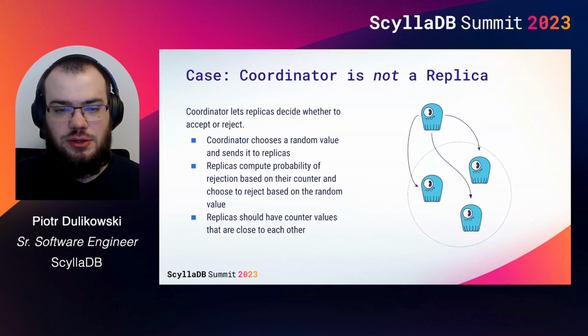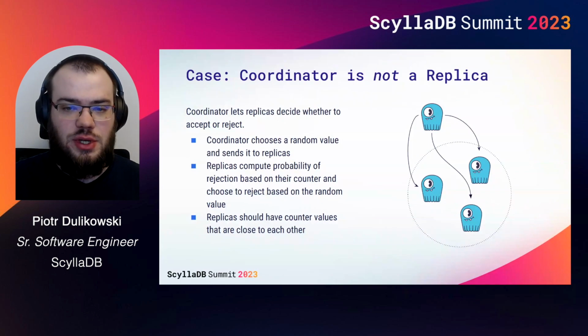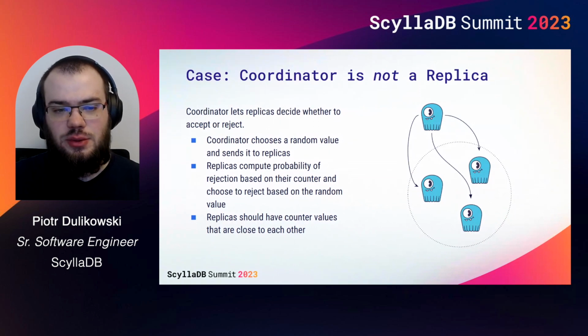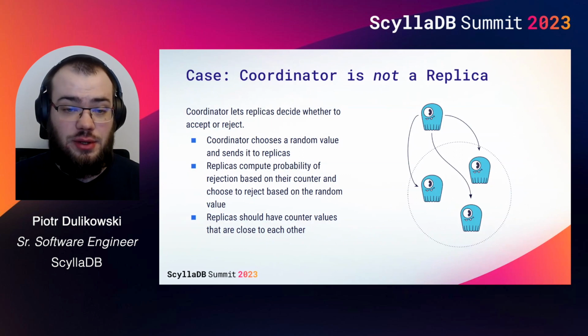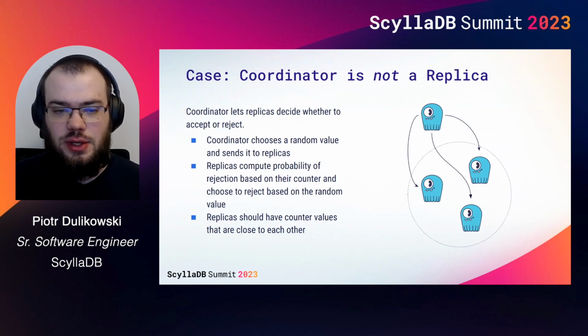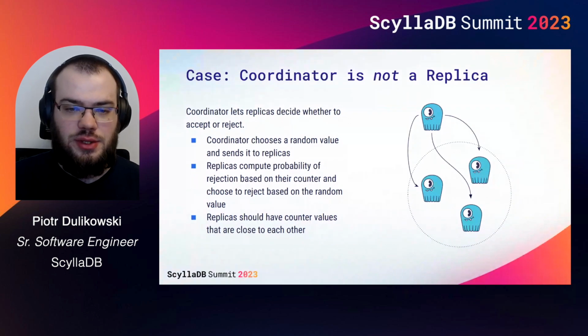Second, the coordinator chooses a random number from the range 0 to 1 and sends it along with the request. Each replica computes the probability of rejection, which is calculated based on the counter value, and rejects if the number sent by the coordinator is below it. Because counters are supposed to be close together, replicas will usually agree on the decision.